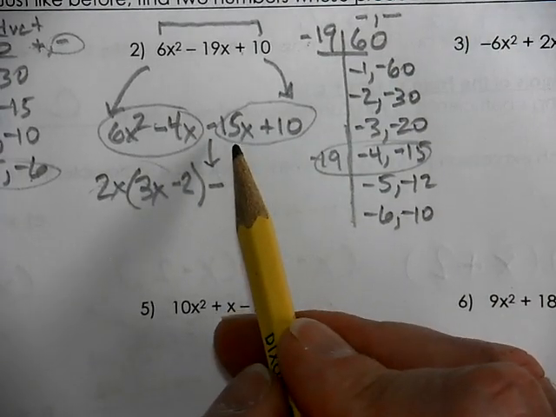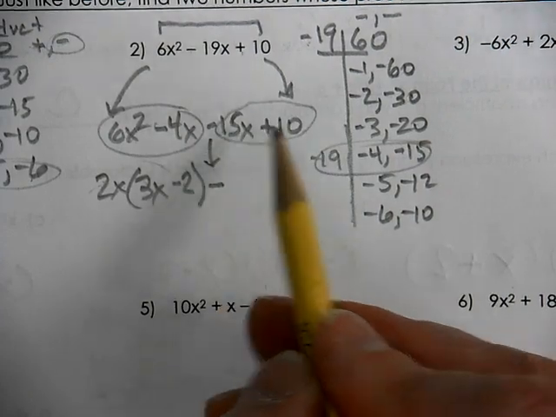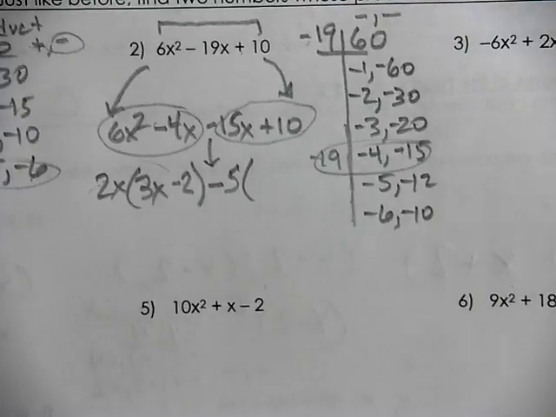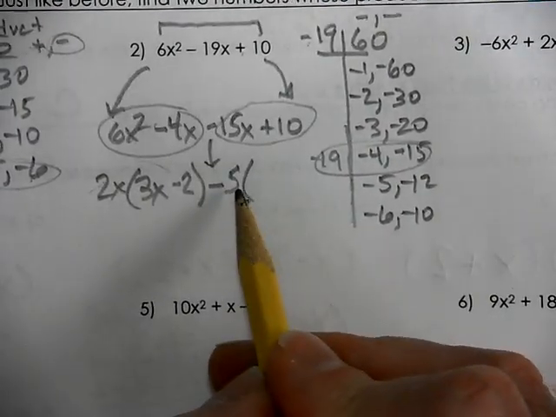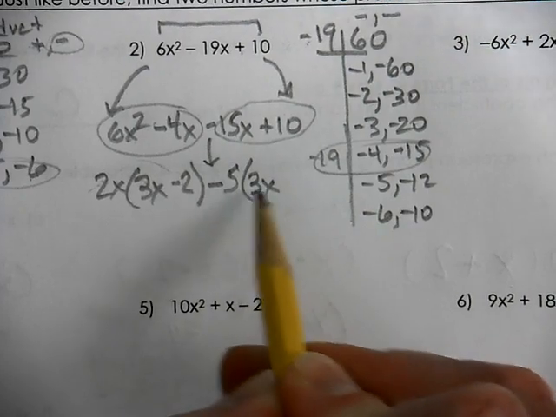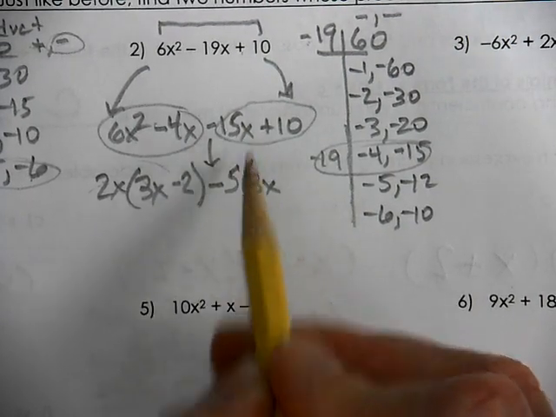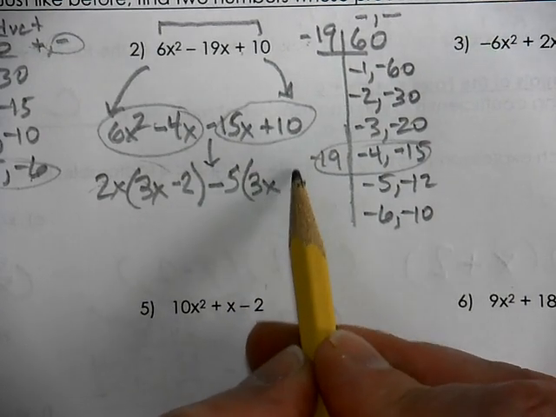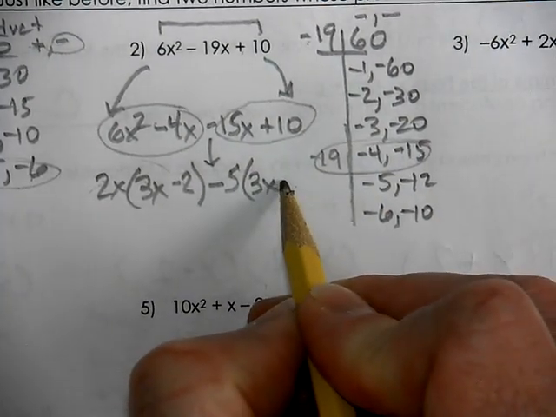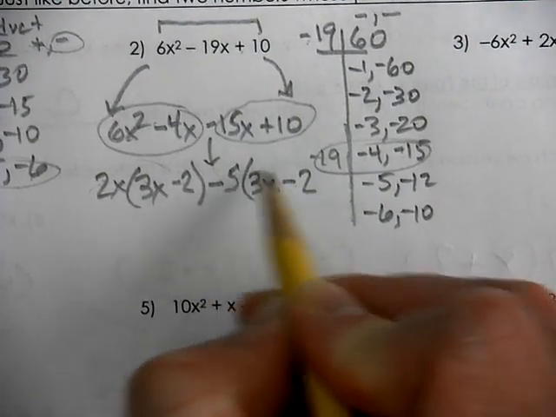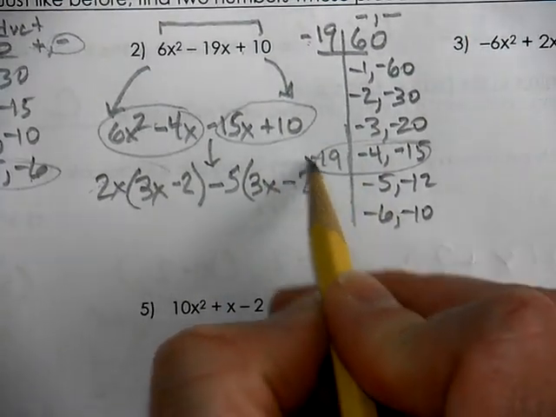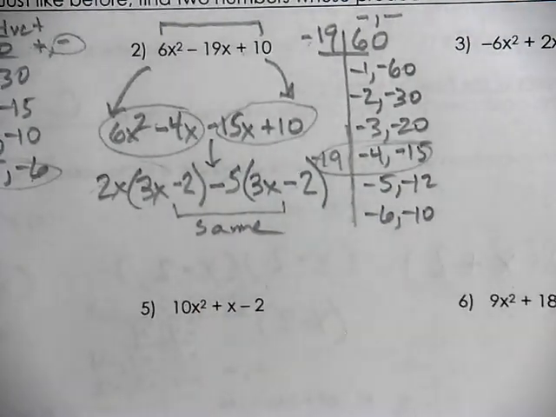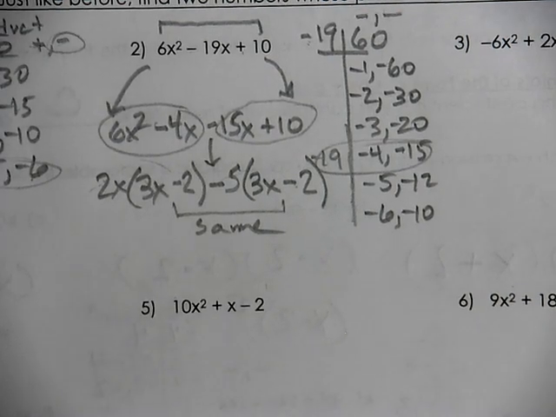What can we factor, or what goes into 15 and 10? We should all be confident that it's 5. Negative 5 times 3, 3x makes negative 15x. And you got to be careful here. Negative 5 times what makes a positive 10? It's got to be a negative 2, because the sign's got to match up to create a positive. Notice the parentheses are exactly the same. So that tells you you've done it right.